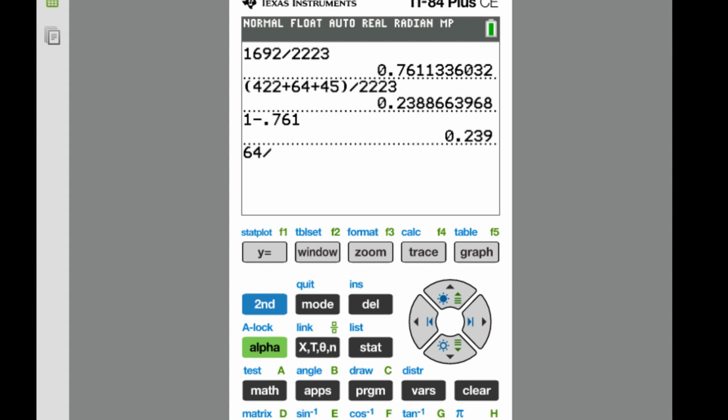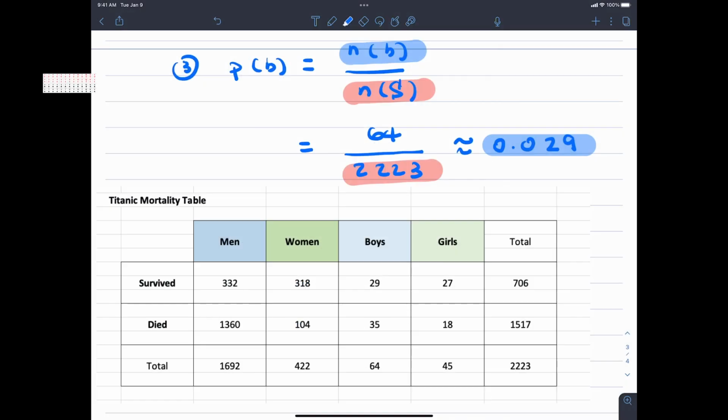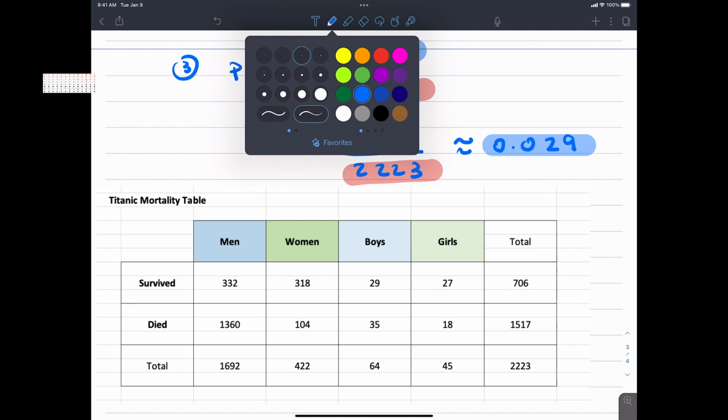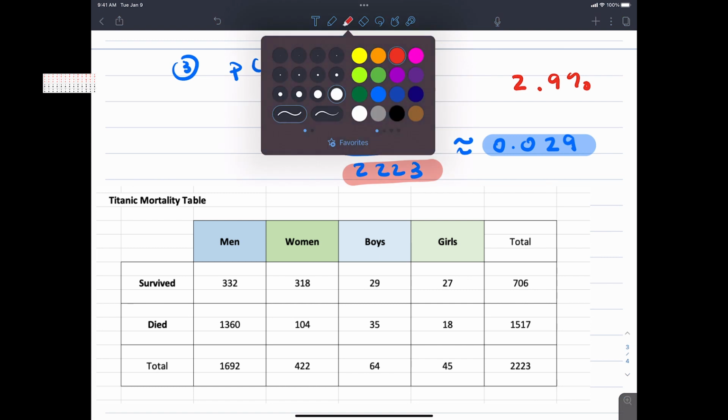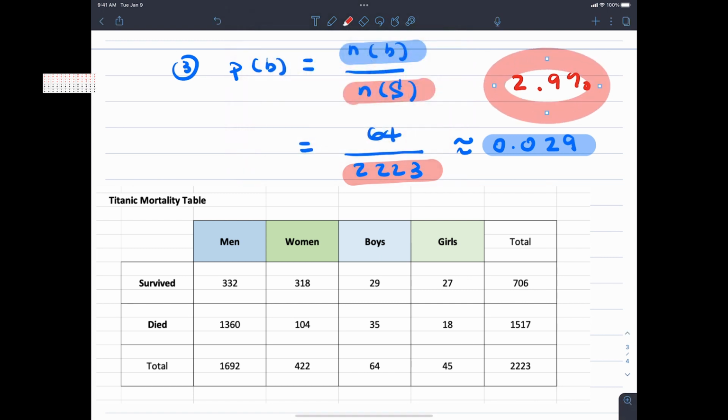64 divided by 2,223. And what do you get? 0.02, is that 8 or a 9? 9. Good. This is the probability, 0.029. It's the probability of selecting a boy. What does that mean as a percentage, by the way? Yeah, 2.9% of the passengers were boys.